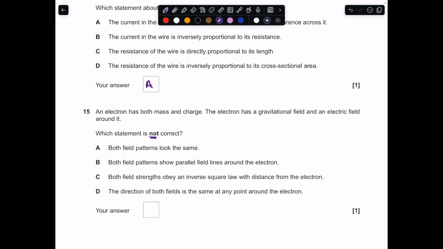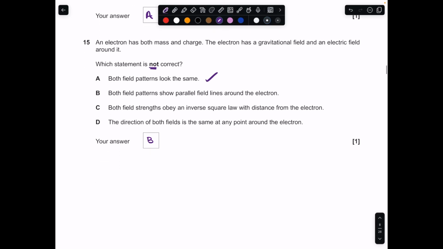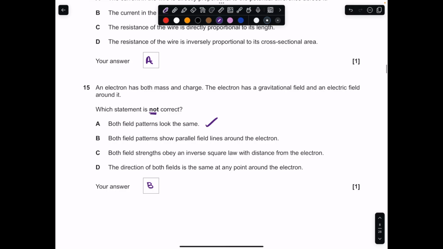Both fields look the same. Well, yes, they do. Both field patterns show parallel field lines around the electrons. No, they don't. So here you have B as the answer. So basically C and D, they're both correct. If you think about it, both fields do obey inverse square laws with respect to the distance, and the direction of the field is the same at any given point around the electron. So B is your answer. So I think that's about it. Yes, that's the end of section A.